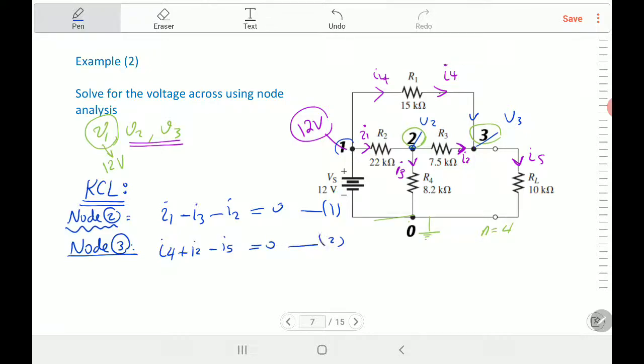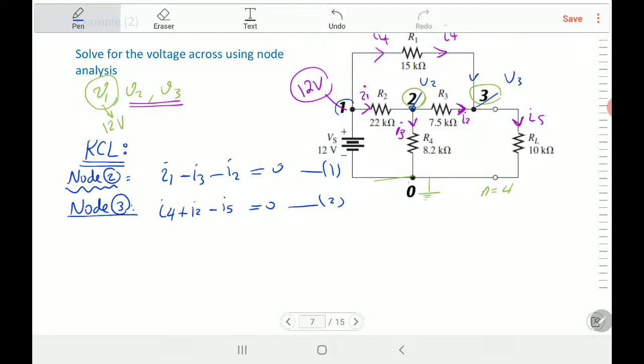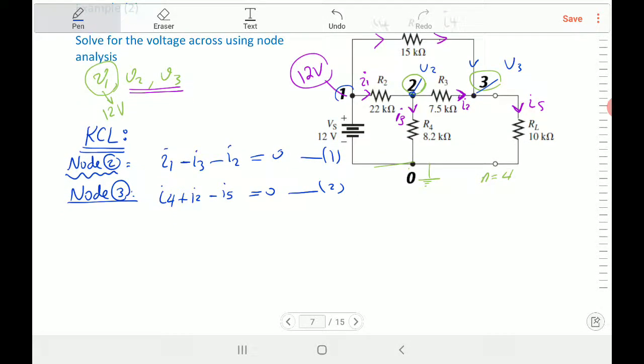That's it. So these are the 2 main equations that you want to solve. But you cannot solve them yet because you have many unknowns: I1, I2, I3, I4, I5. You have 5 unknowns. So what will help you to solve these 2 equations? You will just write Ohm's law, right?